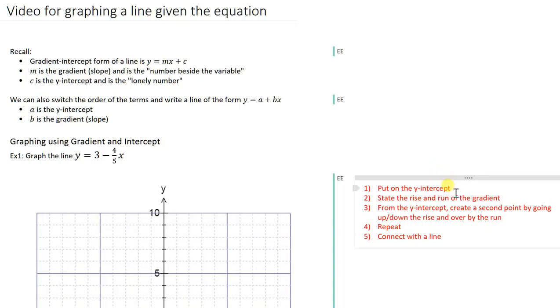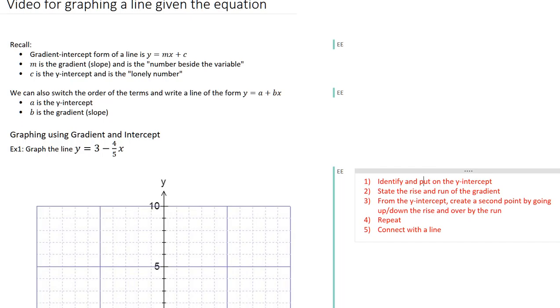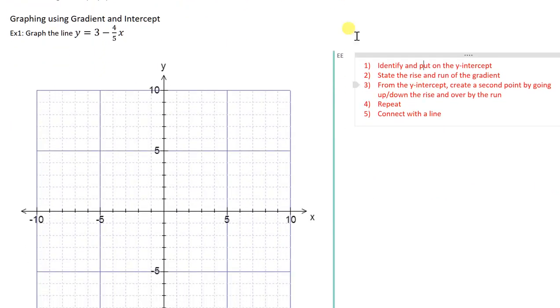The first thing we're going to do is identify and put on the y-intercept, so we'll put that single point on the graph. Then we'll look at our equation and identify the rise and the run. Then we're going to put our pencil wherever we started at the y-intercept and create a second point by using the rise and the run, repeat if necessary, and then connect with a line. So let's go through those steps for this example here.